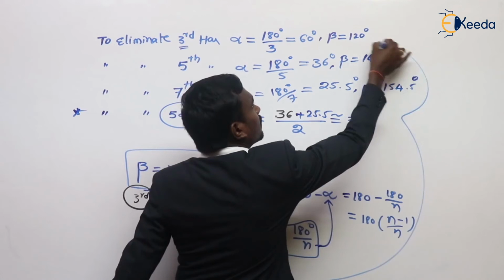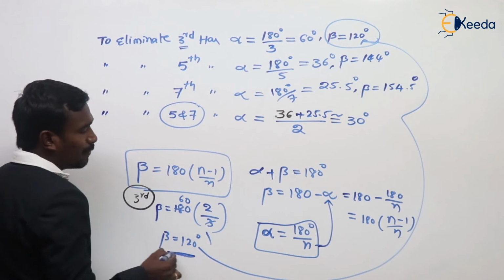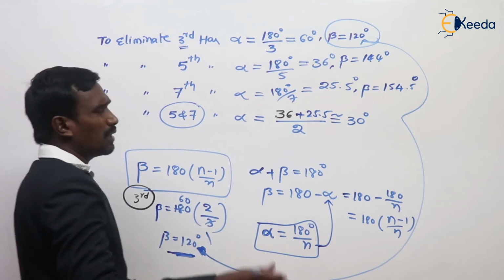To eliminate third order harmonics, alpha 60, so beta 120. Or to eliminate third harmonics, beta 120, so alpha 60. How? Alpha plus beta 180. This is the question they will ask you. Only this is the question.